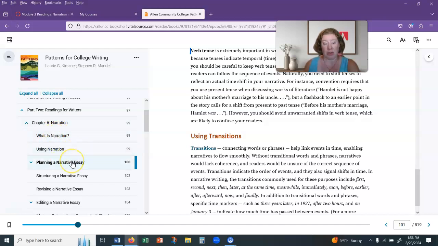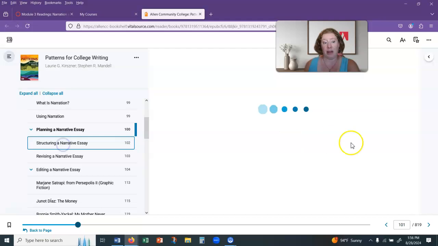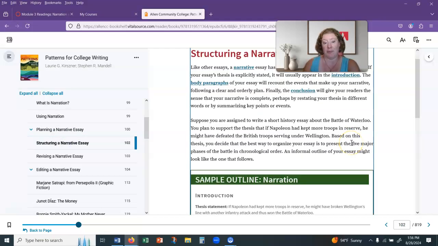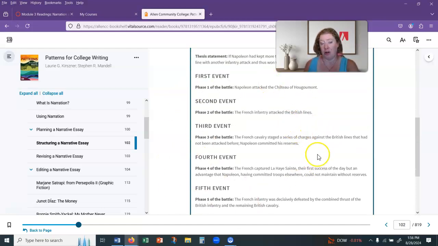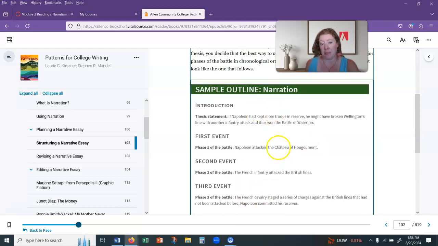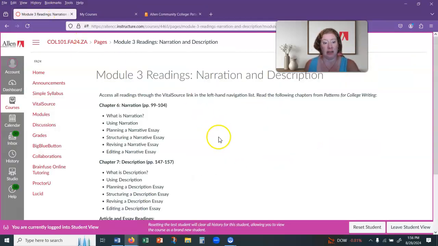Obviously, you're going to read through it because you have to take a quiz over it, but the structuring tab for each of these chapters is really where the help will come for just how you are going to put this together. So this is just a sample outline of what a narration essay will look like.